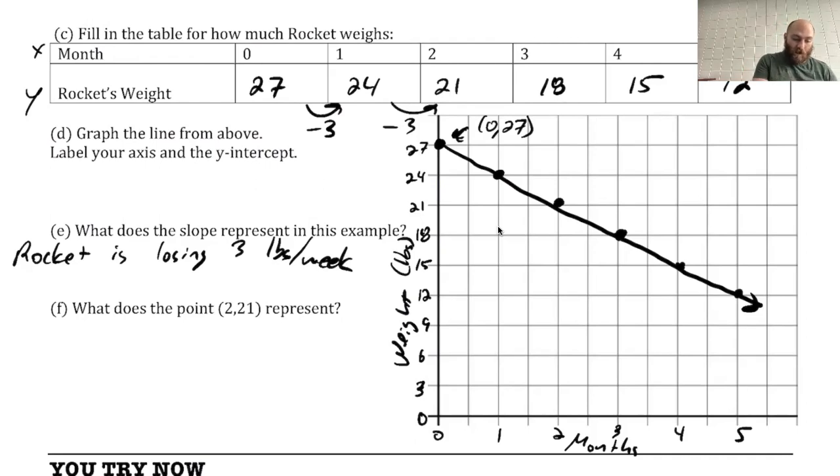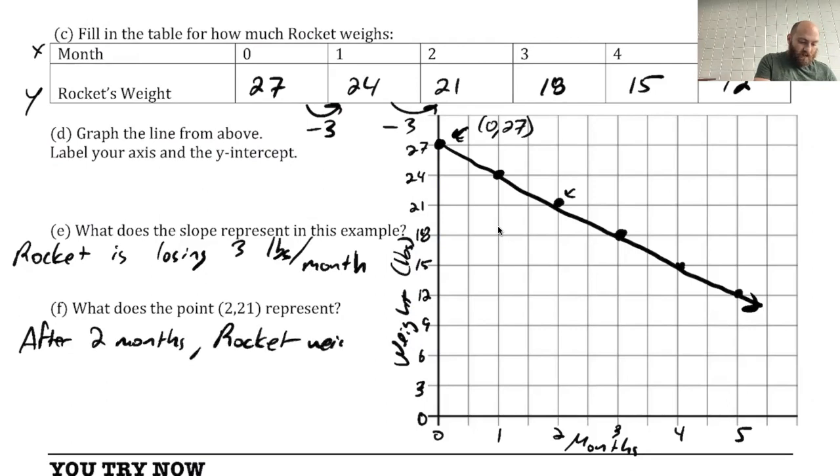So again, we are changing in pounds. All right, I said week, but I mean month. It's a lot of weight loss if it's per week. So for every month, Rocket is losing 3 pounds is what we're saying here. What does the point (2, 21) represent? So that is (2, 21) right here. After 2 months, Rocket weighs 21 pounds. And that is it.